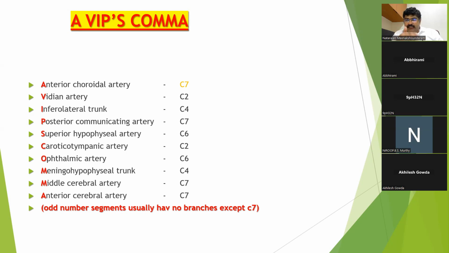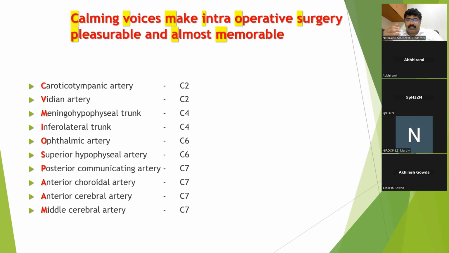So these are arising from the various segments of the ICA, in an orderly way from below to up, from C1 to C7. Again, I would emphasize that from C1 to C7, the odd numbered segments do not give any branches except the C7. So this is a mnemonic from down to up: calming voices make intraoperative surgery pleasurable and almost memorable.